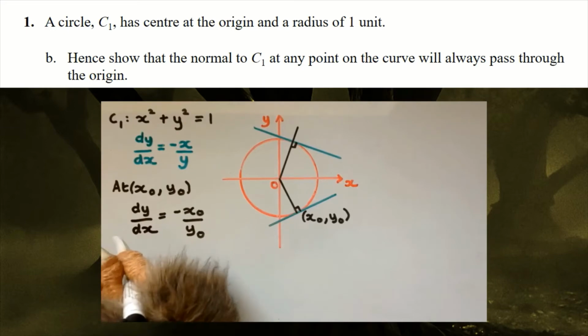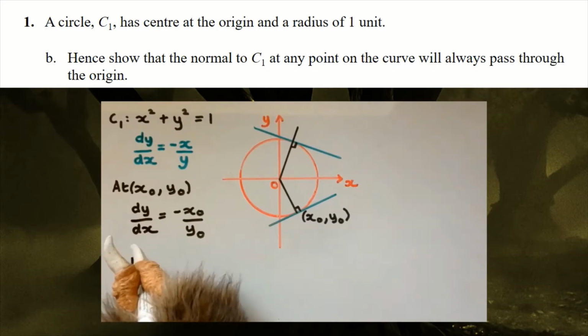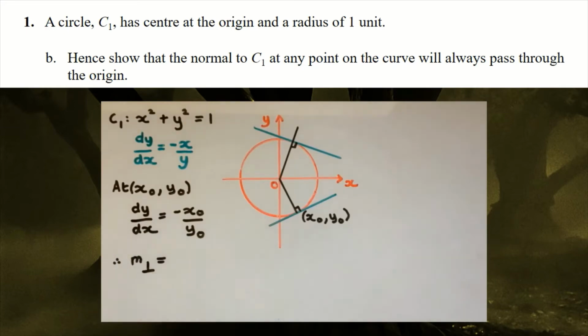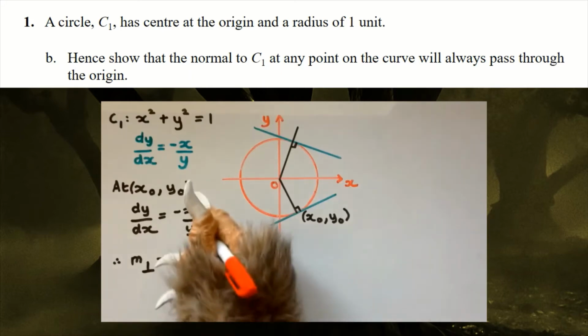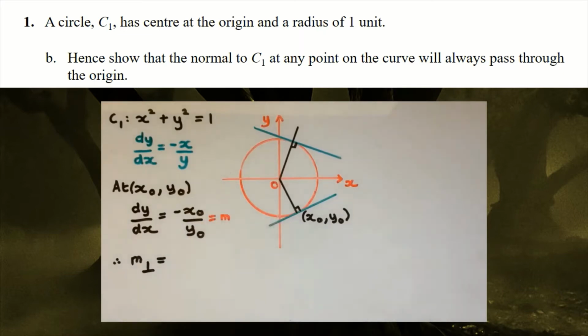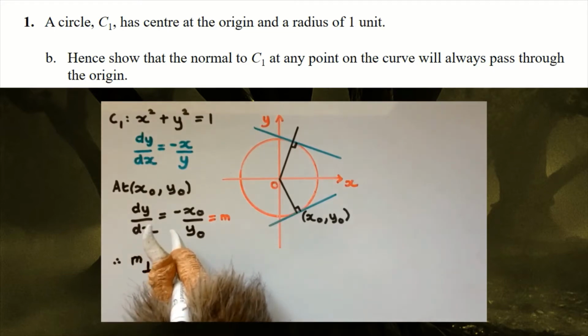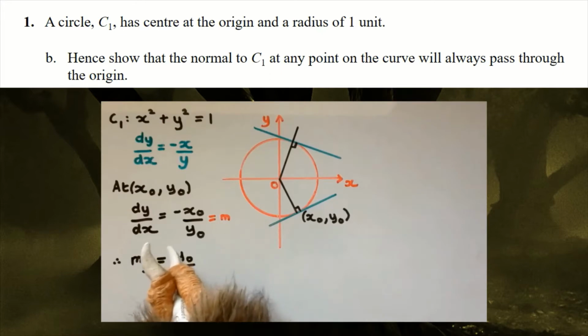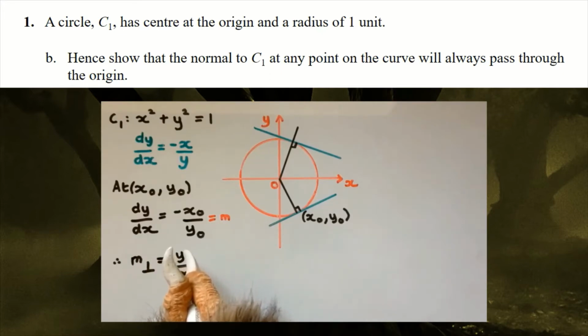So therefore, and I'll use the same notation as previously, the perpendicular gradient, if you like. Remember, this is also m. Let me just make that clear. This is equal to m, of course, the gradient. The perpendicular gradient will be the negative reciprocal of that, which would be y naught over x naught. All right. So now we have that.